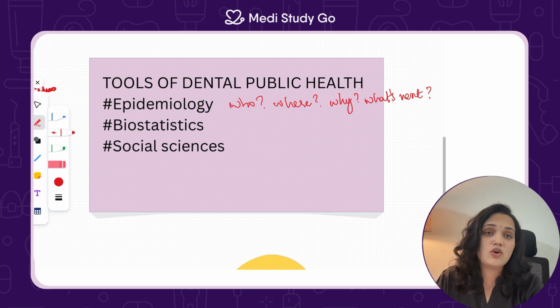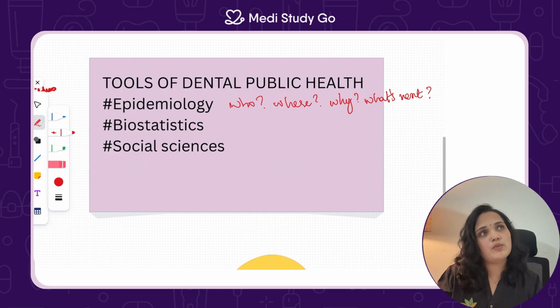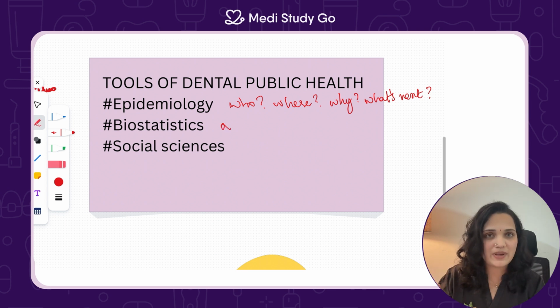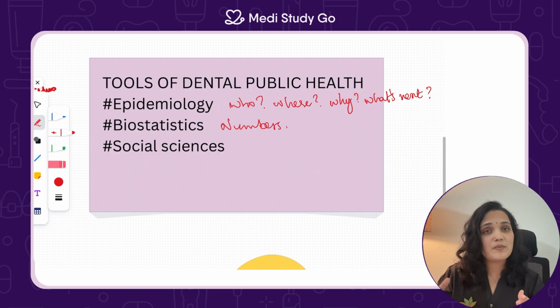The next pillar or next tool is biostatistics. What is this? This is the science of collecting, compiling, presenting, and analyzing numerical data. Now, what does this allow us to do? It measures diseases. It compares between populations. Once we've measured it, we can compare it. And then if we come up with, say, a hypothesis or a theory as to why this disease is happening, we can test this hypothesis with the numbers that we have, and we can create programs, and with these numbers, we can evaluate these programs.